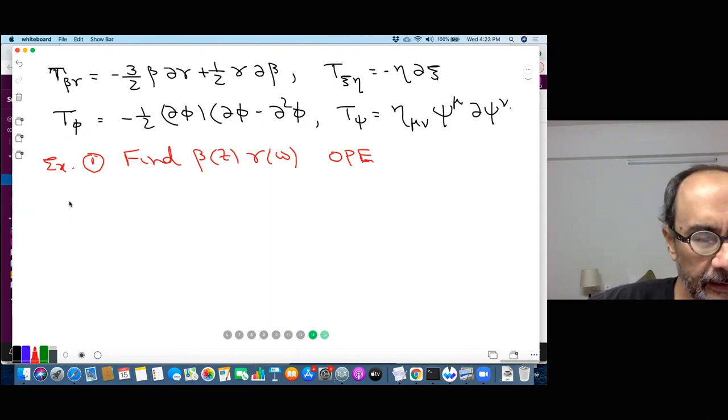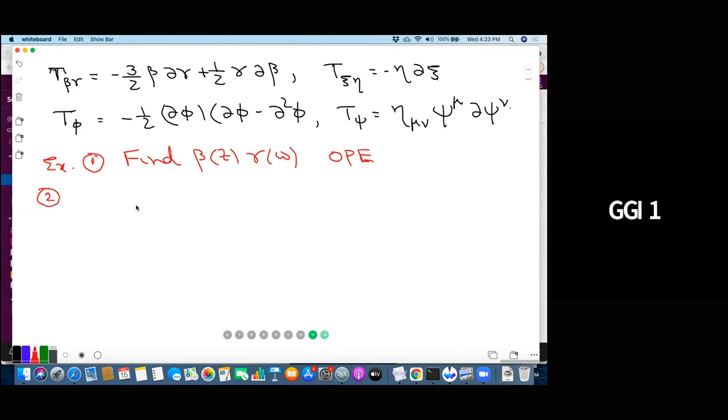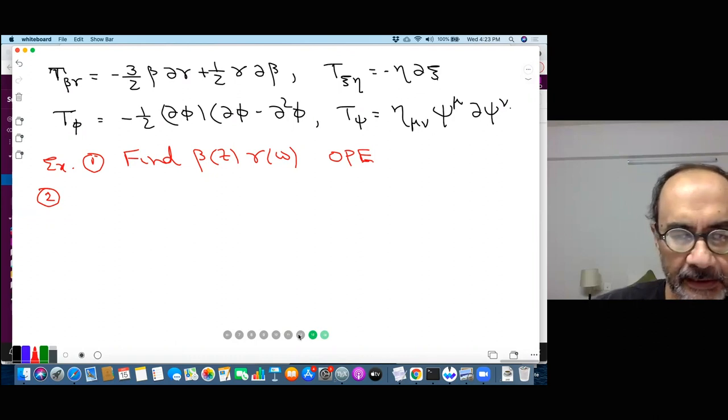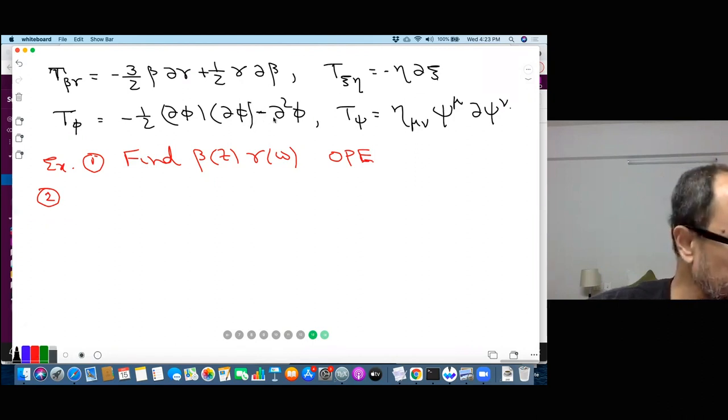Then the conformal diamond. There is a mismatch in the parentheses of T phi. There is an open parenthesis that is not closed. Yes, I should have. Probably this parenthesis is not necessary. It just closes here. Yeah, this parenthesis actually was not necessary.